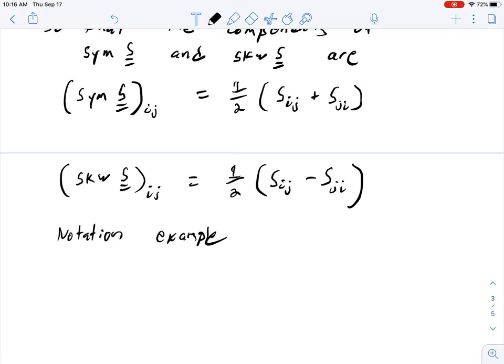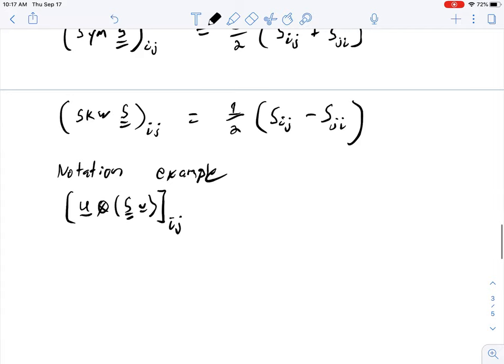We could look at the ijth component like that, right? So we've made a tensor, and this is saying that we're looking at the ijth component of it relative to our orthonormal basis.